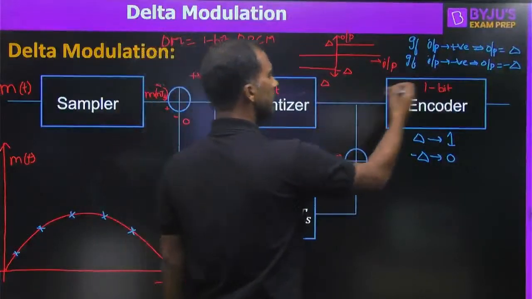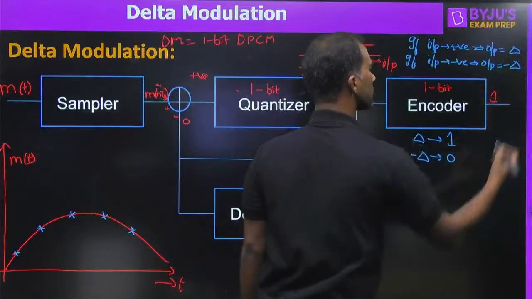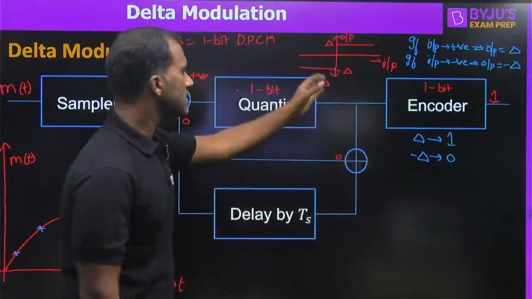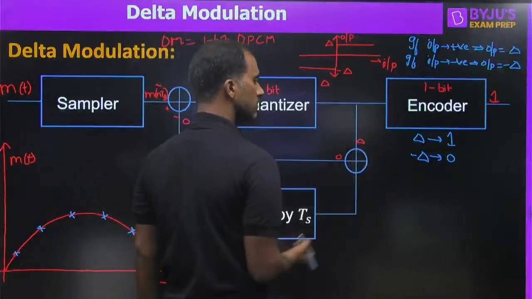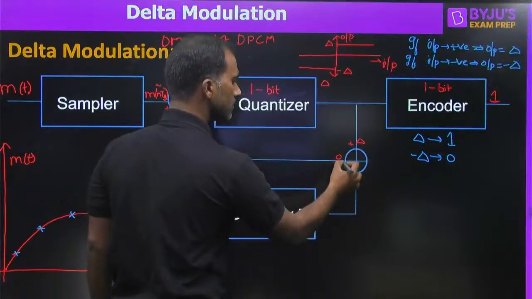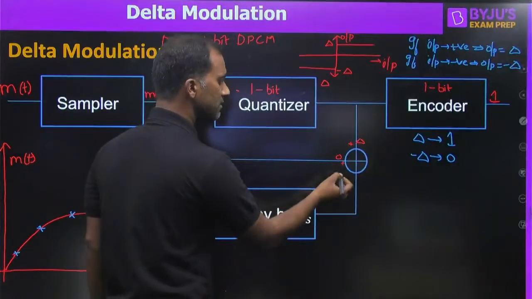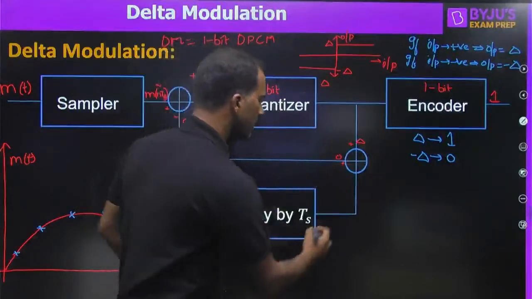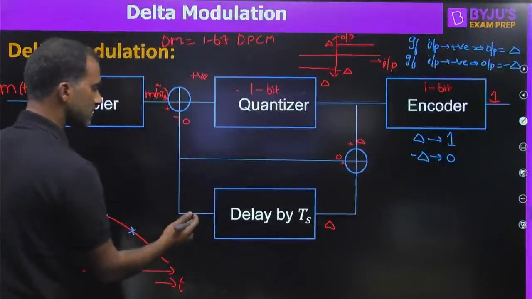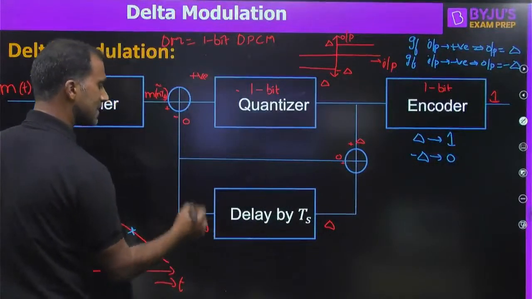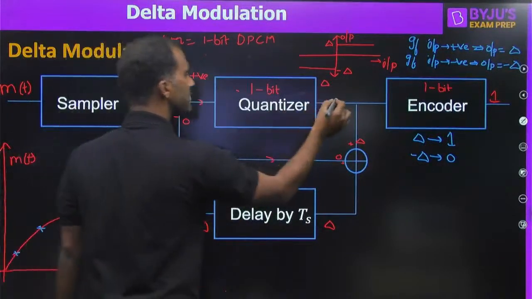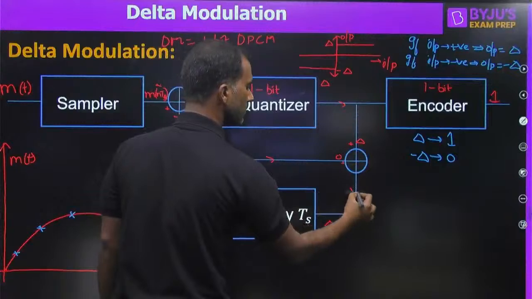This delta will be converted into 1 bit. Now this delta comes here also, and we know we are going to do addition here. Same circuit as the DPCM circuit. So delta plus 0 will be delta here. And delta, after delaying by Ts seconds, we'll get delta here. And the same delta, we know the flow of the circuit. This is how the flow goes, same as DPCM. No change.